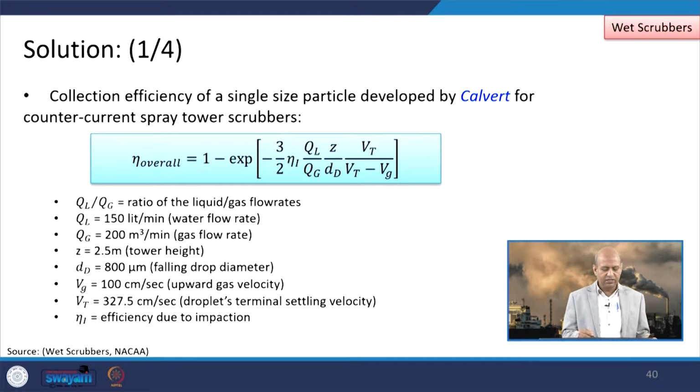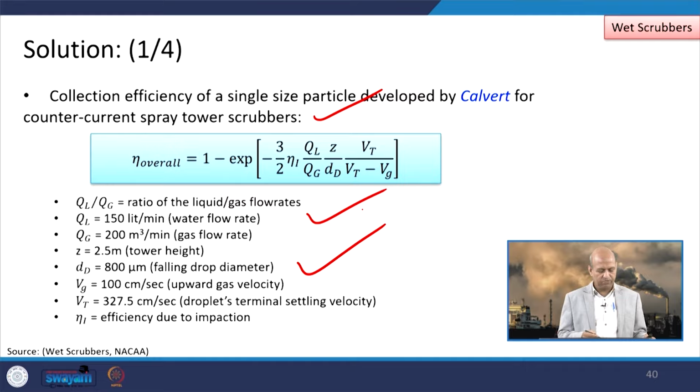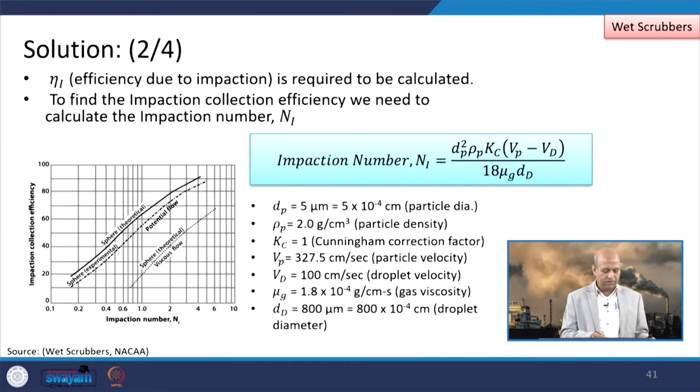This is the relationship for the collection efficiency of a single size particle which was developed by Calvert for counter current spray tower scrubbers. The overall efficiency is given like this, 1 minus exponential of these particular parameters. Those values we have taken from the given example. Then there is the relationship between impaction number and impaction collection efficiency, which we will also use, because we can first calculate the impaction number by this relationship.